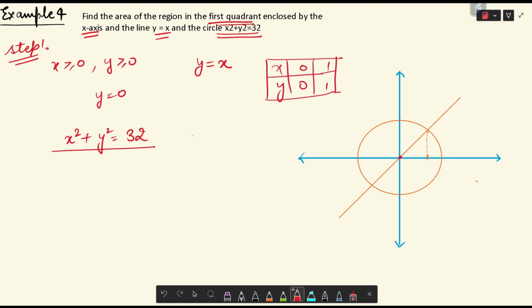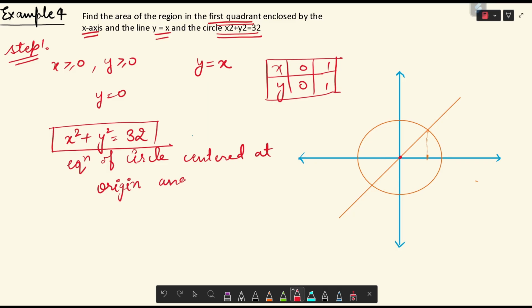So can you identify this? What is it? This is the equation of a circle centered at origin. And what is the radius of the circle? With radius root 32. So 32 is 16 times 2, so 4 root 2 is the radius.